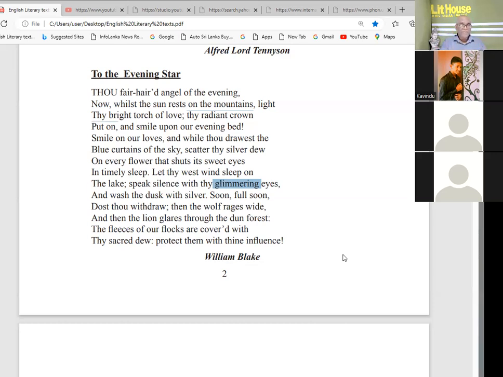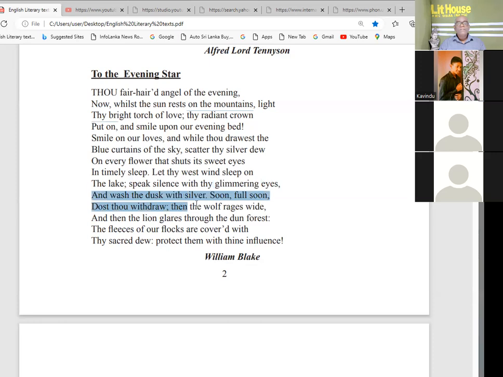With the power of those eyes, she can bring about peace and harmony in human society, peace and harmony in nature at night, because the night is a very troublesome period. Now the poet requests the evening angel, or evening star, to create peace and harmony in human society and nature.